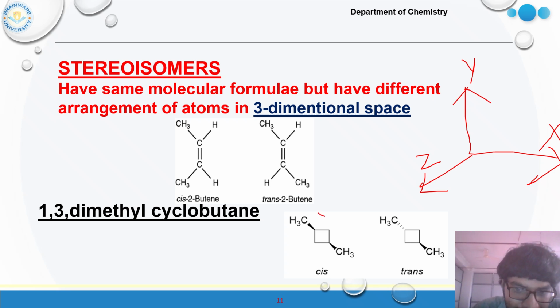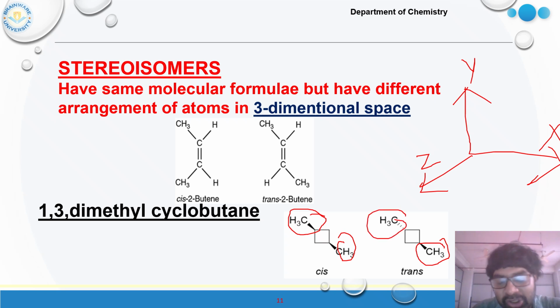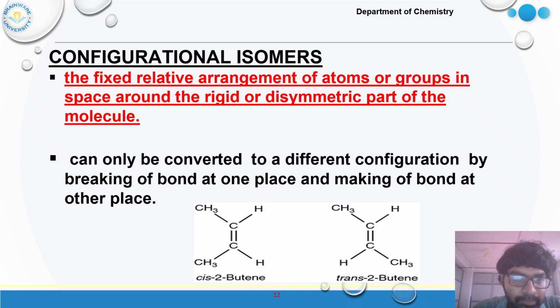Just look at the second example. Here both CH3 groups are above the plane. In the second one, one CH3 is above the plane and the other CH3 is below the plane. So their arrangement of atoms in three-dimensional space is different, meaning a different arrangement of atoms along the X, Y and Z axes. So we call them stereoisomers. Now stereoisomers can be divided into two types: configurational and conformational. We will first proceed with configurational isomers.